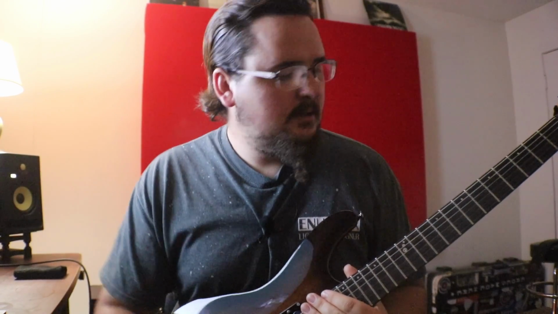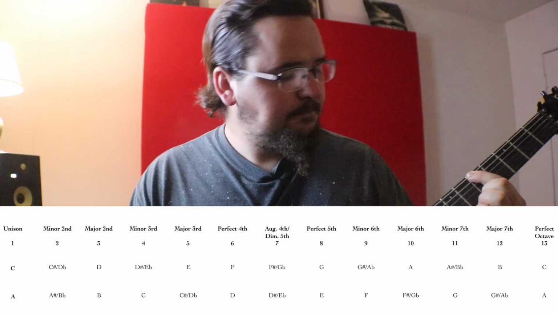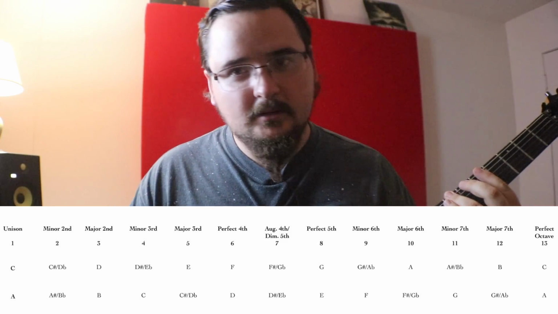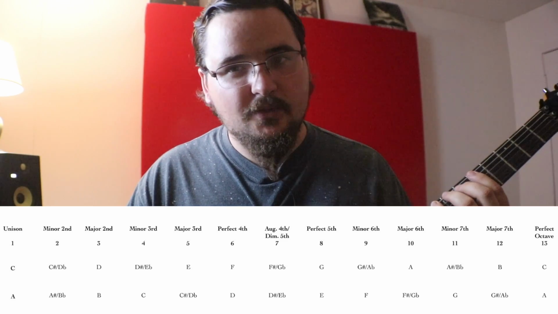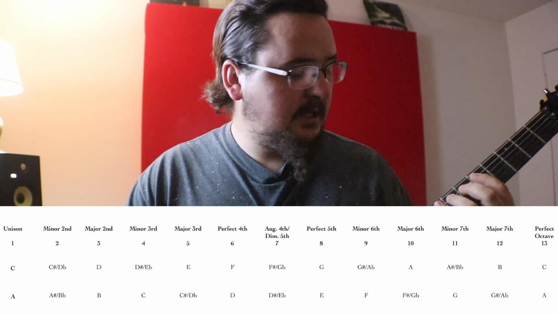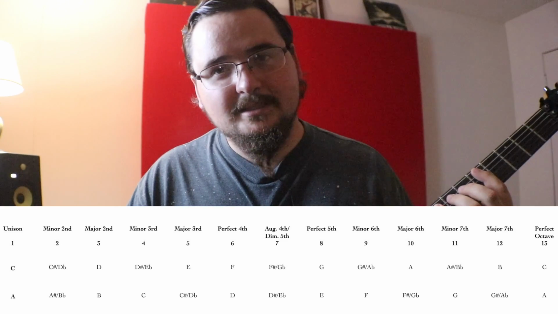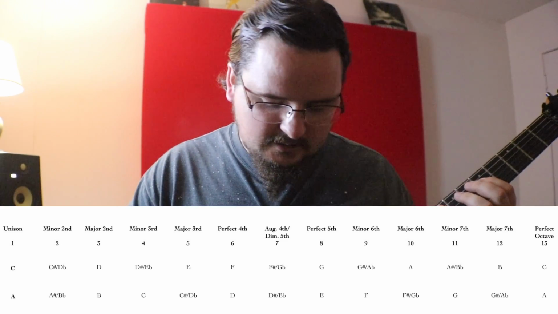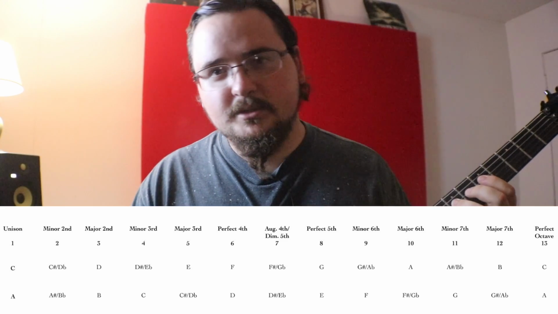If we're looking at the minor scale from an interval standpoint, starting on A, that's our 1 now. We go up to B, which is our major second. C is a minor third. D is a perfect fourth. E is a perfect fifth. F is a minor sixth. G is a minor seventh. And then A, of course, is our octave.